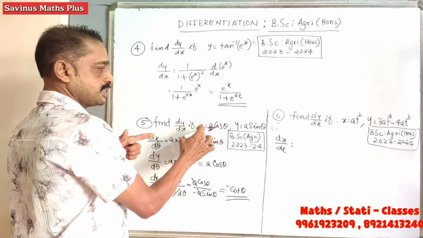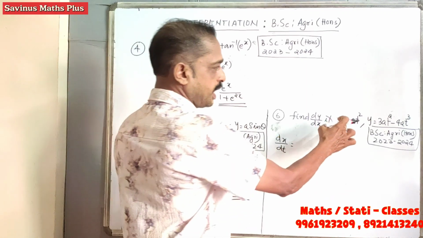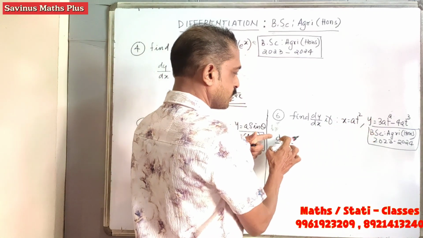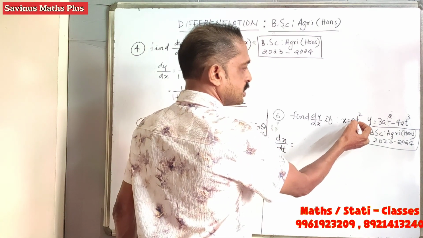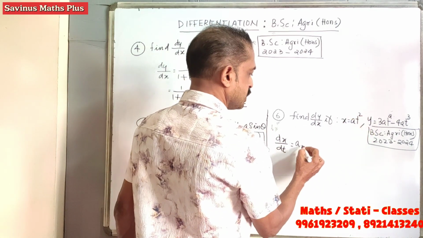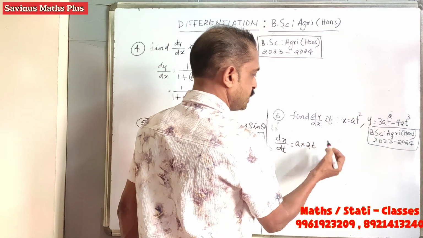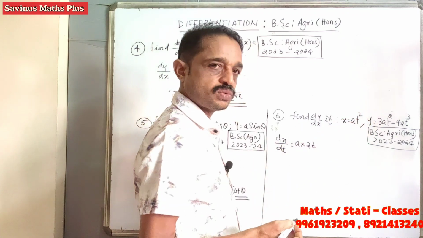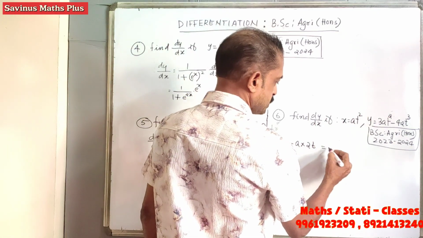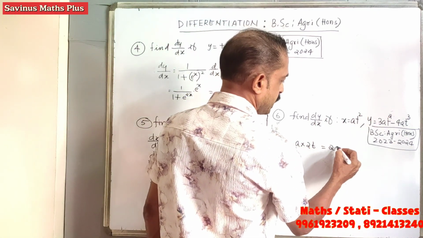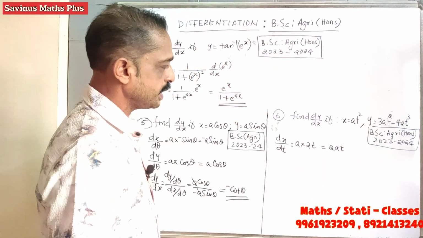Earlier x was a function of theta, so we calculated dx by d theta. Here x is a function of t, so we can calculate dx by dt. So how will you find dx by dt? Dx by dt is a, a constant, into the derivative of t square with respect to t, which is 2t. The derivative of x square with respect to x is 2x. So a into 2 is 2a. So this is 2at. So dx by dt is 2at.